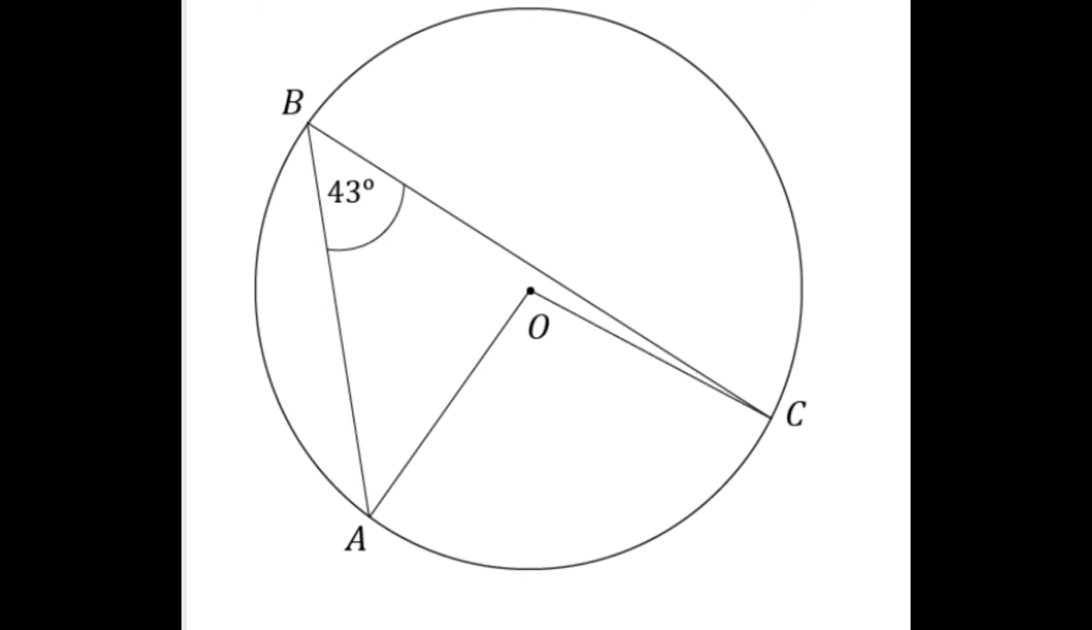The diagram shown, not drawn to scale, shows a circle. Angle ABC is 43 degrees. Calculate angle AOC. Write your answers in the comments below.